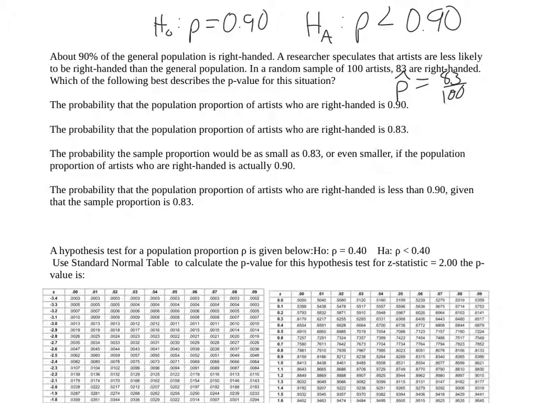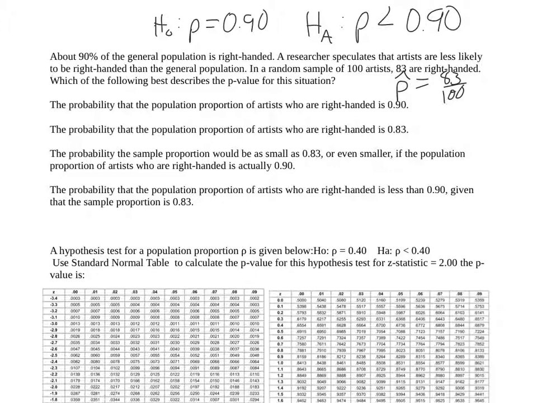So let's work backwards. Given that the null hypothesis is true. So this says if the population proportion of artists who are right-handed is actually 0.9. Well, that's the null hypothesis. That says given the null hypothesis is true, and here we have the data that we saw, p hat of 0.83, or even smaller. Remember I said even more extreme, or data more extreme? So this is the answer right here. It matches up very, very well with the definition I gave.